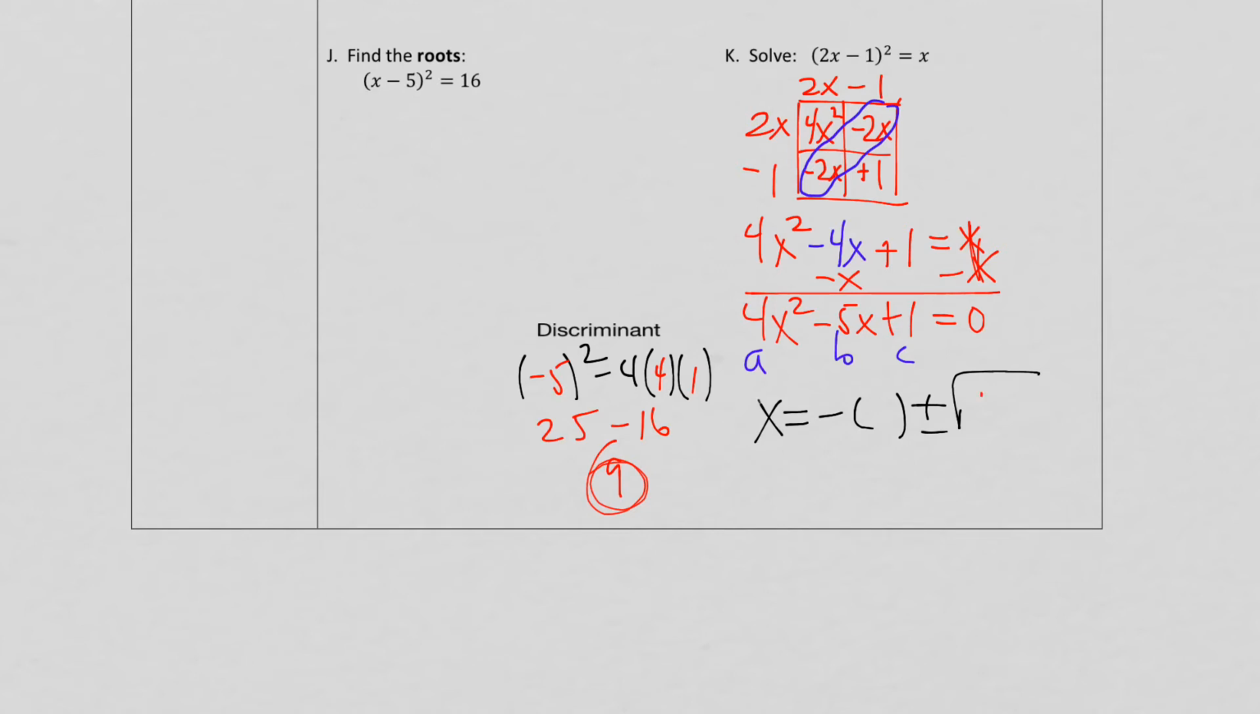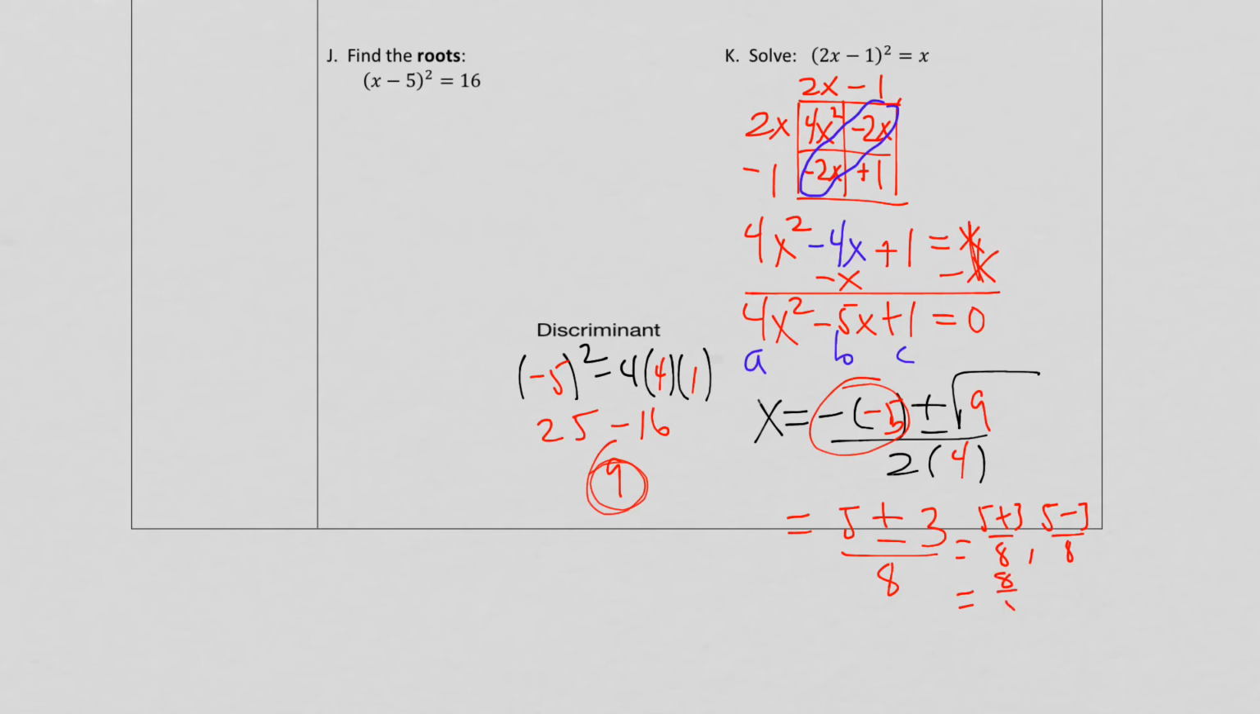which is found to be 9, all over 2 times a. So negative b, so negative 5. And then 2 times a on the bottom there, so I get that. So I end up getting, here this becomes positive 5, plus or minus 3 all over 8. And if I separate that, I end up getting 5 plus 3 over 8, 5 minus 3 over 8, which is going to be 8 over 8, which is 1. And then it's going to be comma 2 over 8, which is 1/4.